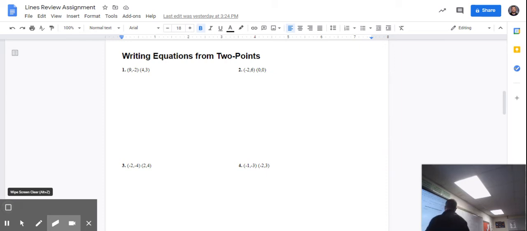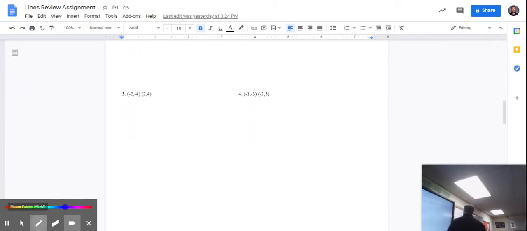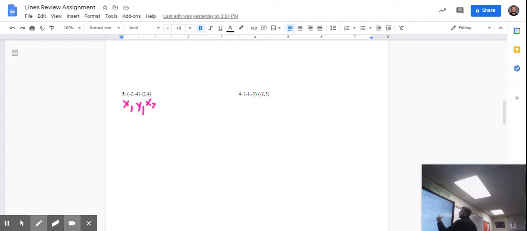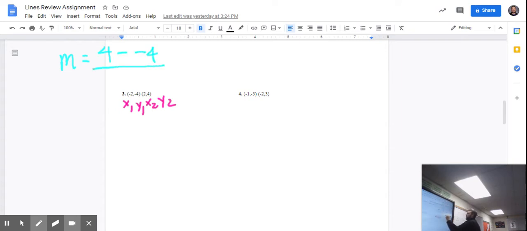All right, let's look at question number 3 now. Okay, so we start it the same way. x1, y1, x2, y2. That's probably a poor way of writing it, but we can still do the same thing. So first I'm going to find my slope. So y2 is 4 minus y1 is negative 4 over x2 is 2 minus negative 2. So minus a negative on both of it, I would get 8 over 4, which reduces to 2. So now we know the slope is 2.